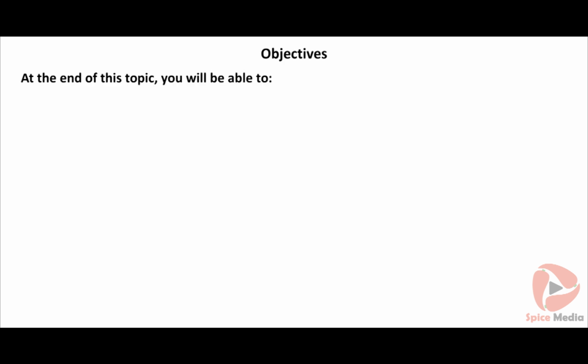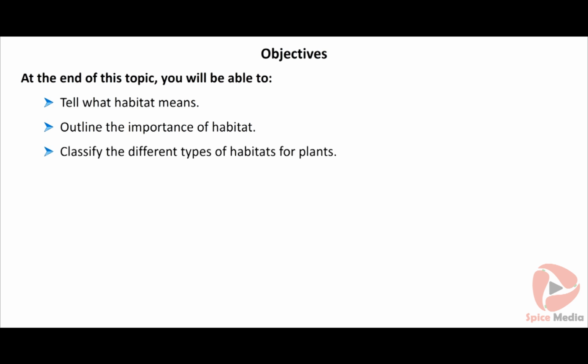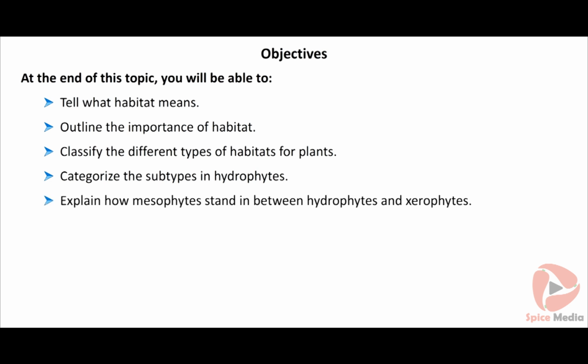At the end of this topic, you will be able to tell what habitat means, outline the importance of habitat, classify the different types of habitats for plants, categorize the subtypes in hydrophytes, explain how mesophytes stand in between hydrophytes and xerophytes, identify the xerophytes, and analyze the features of xerophytes.